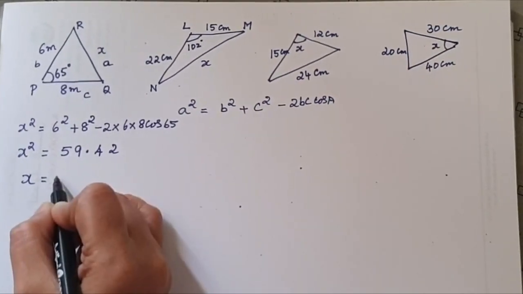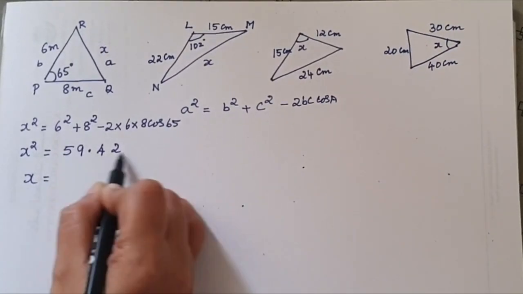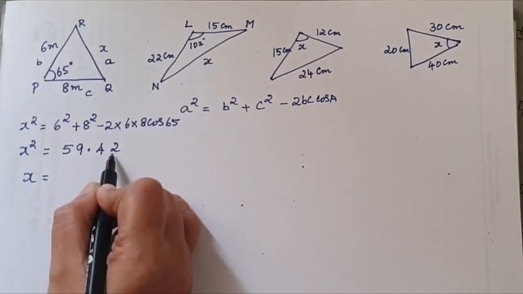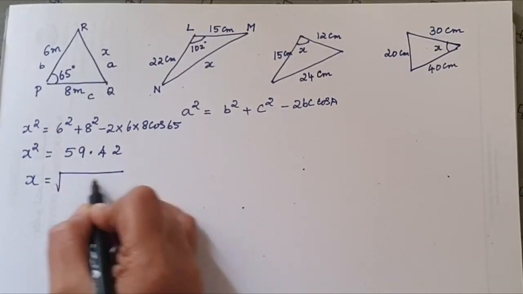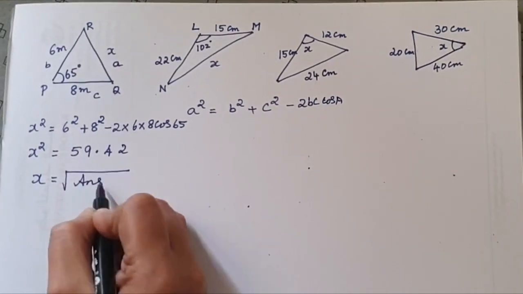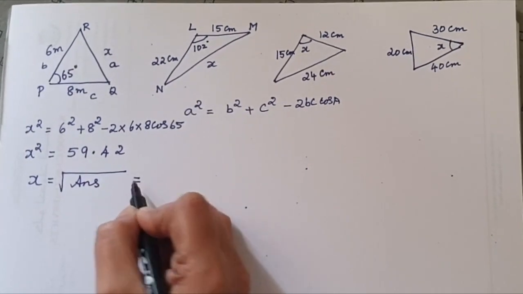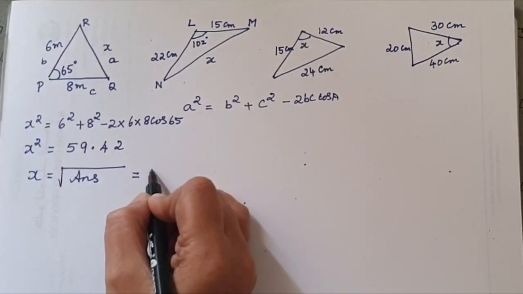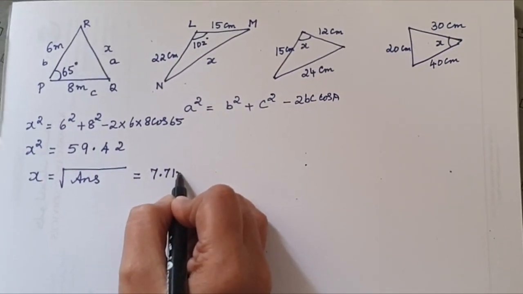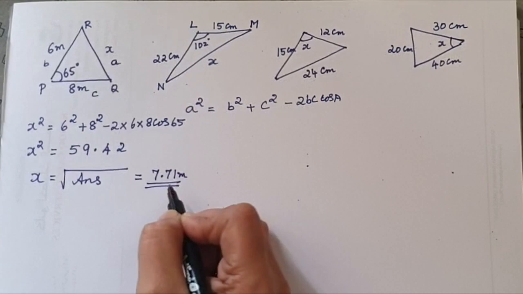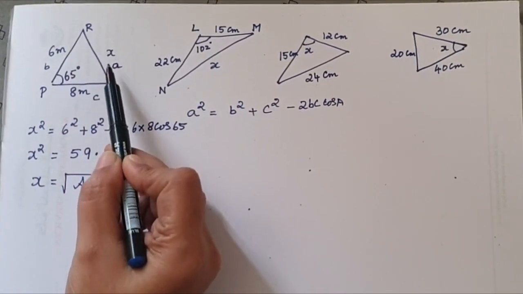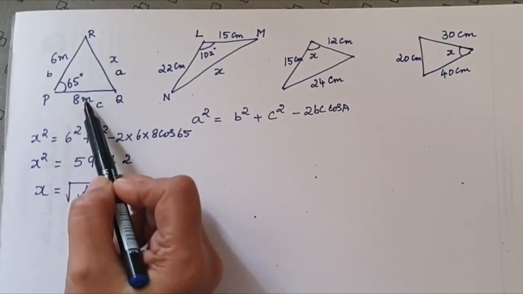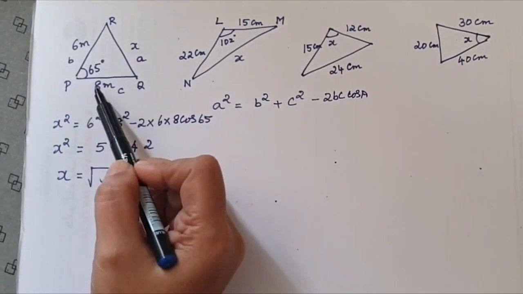Don't use this rounded value, but use the entire number which you get. No need to round off in between. Just use the entire calculator value. You can do the square root of the answer in your calculator, and then you will get your answer as 7.71 meters. This is our first answer. That is, whichever side you need to find, you take it as a. The other two sides we take as b and c.